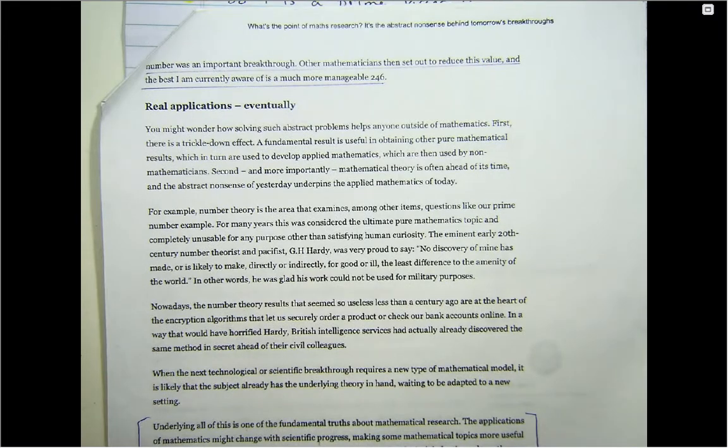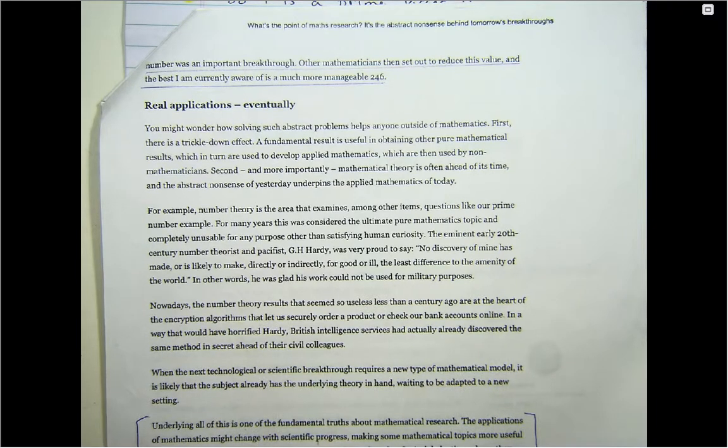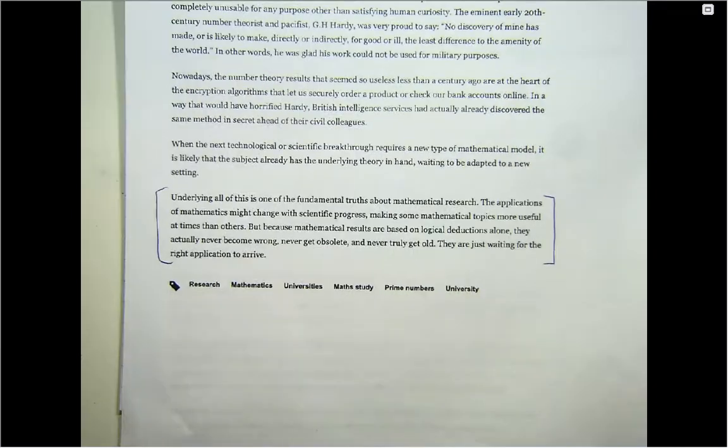Other mathematicians then set out to reduce this value, and the best I am currently aware of is a much more manageable 246. So he's saying there's always going to be primes that are within 246 of each other. Not that all primes are within 246 of each other, but there are pairs of primes that are within 246 of each other.